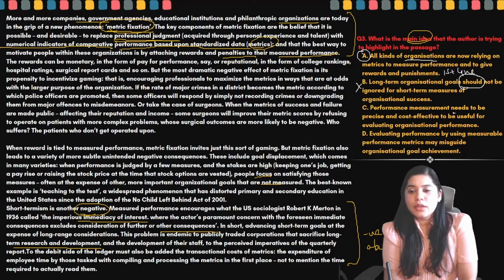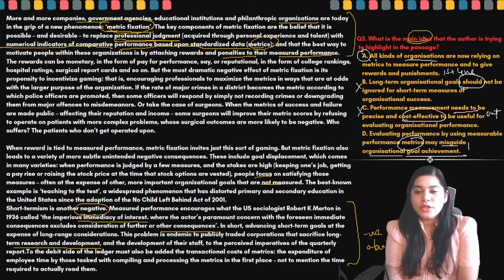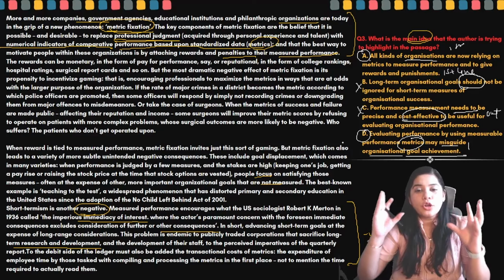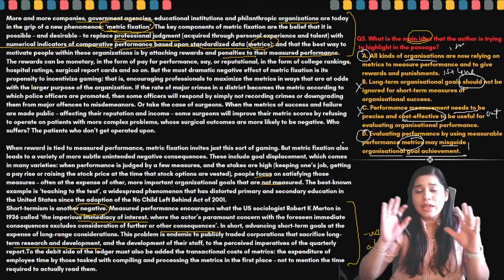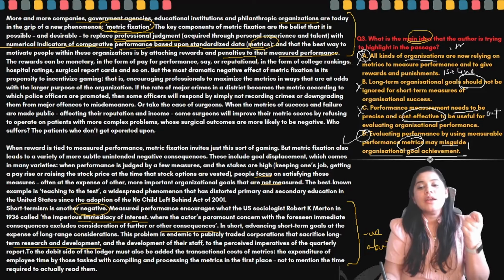Performance measurement needs to be precise and cost effective. Nothing about that. This is not about cost effectiveness, so this is out of scope, right? This is not even mentioned. Evaluating performance by using measurable performance metrics may misguide organizational goal achievement, right? Whatever we want to achieve, long-term goals and everything, that may not happen. So we are definitely talking about the metric system, and its negative side is in the last paragraph. Option A only covers the first paragraph, whereas option D covers first and last. Overall topic, main idea, this is much more generic in nature. As I told you, broader question, broader answer. Specific question, specific answer. So A and D both are quite close. Very good options, we will end up choosing D and not A, because comparatively D is better, students.